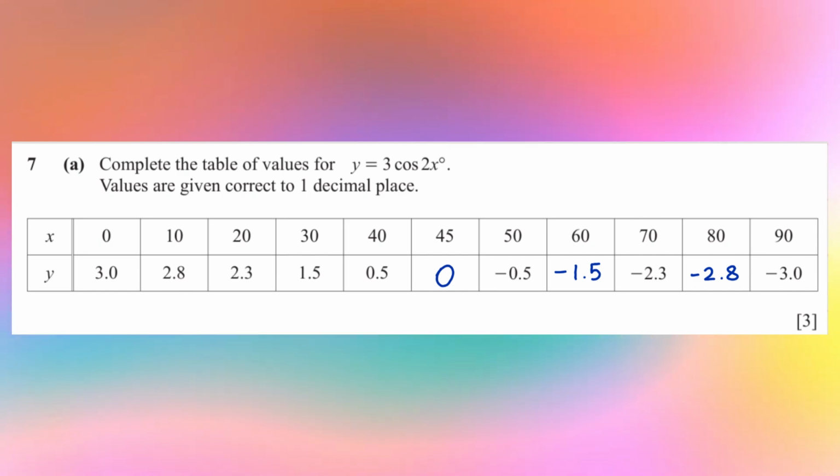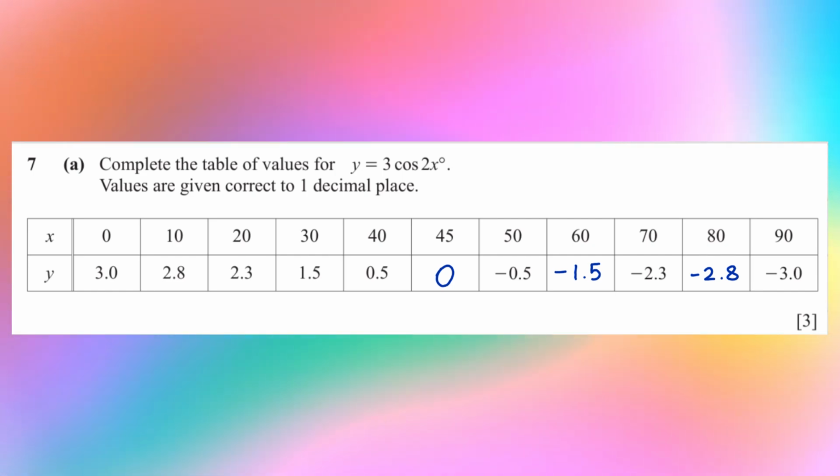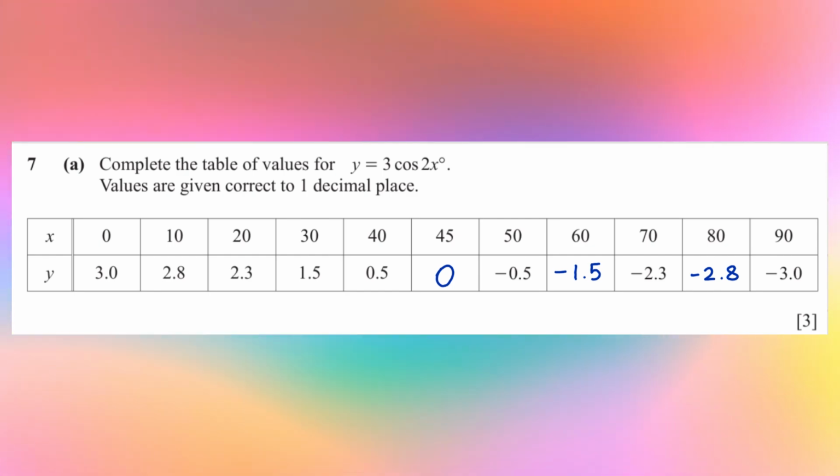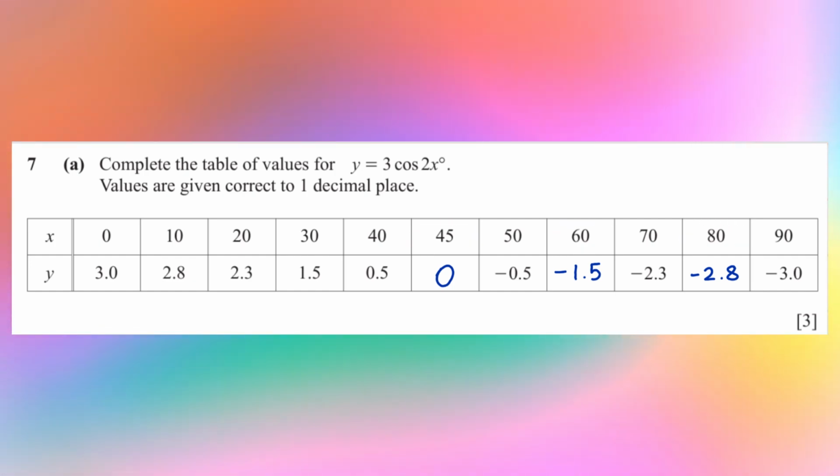Here's part A of question 7. It says to complete the table of values for y equals 3 times the cosine of 2x. Values are given correct to one decimal place. As you can see, we are given the x values and almost all their corresponding y values. We have to find the missing y values for 45, 60, and 80 respectively.